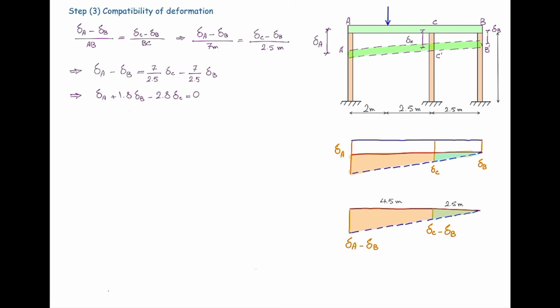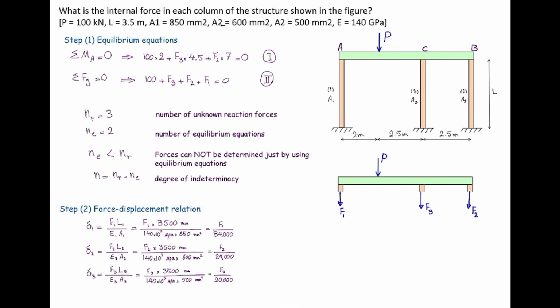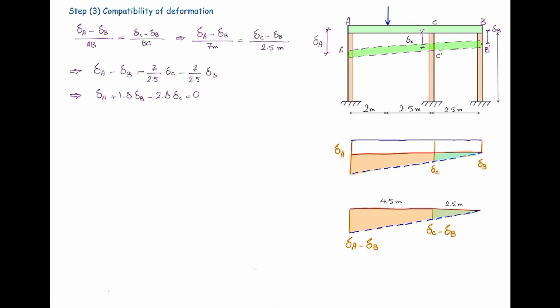Now I'm going to plug in the values of deformations that we obtained in the second step into those equations. So there is no gap here, so delta A is going to be equal to delta 1, delta B is going to be equal to delta 2, and delta C is going to be equal to delta 3. Now I'm going to plug in the values into this equation. What did I get here? This is where the magic happens. I found another relationship between those forces. Let me simplify that.